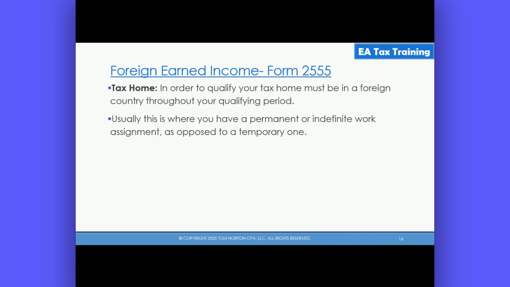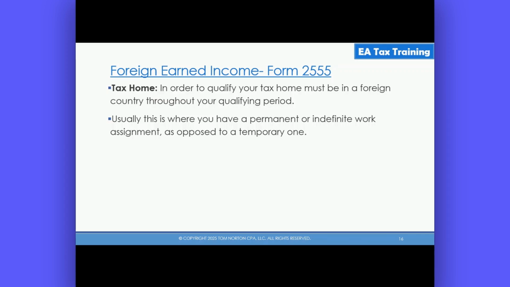Or if they sent you over and they said, we're going to send you over to Mumbai, we're not exactly sure how long you're going to be there. We've got this project we need you to do. You're going to go and you're going to work there until your project is complete. So it's an indefinite period of time. Then that would also count as your tax home. What would not count is if your employer said, hey, we're going to send you to Mumbai to work for 12 months. We're going to send you there to work for 18 months.